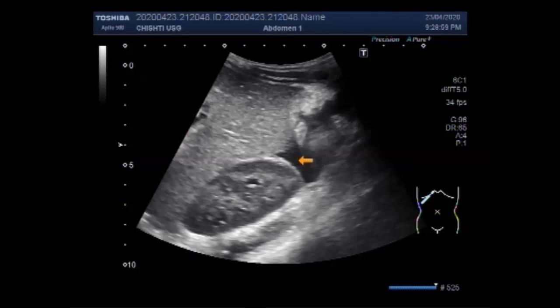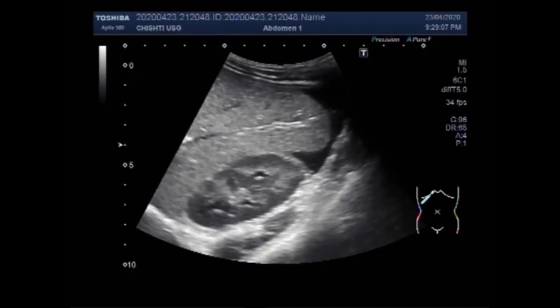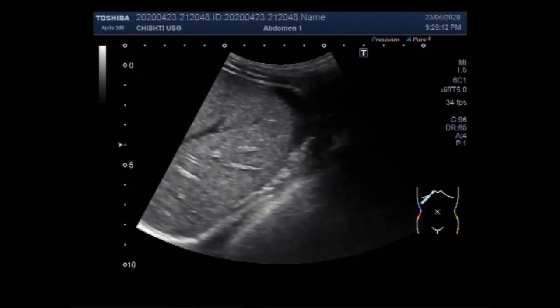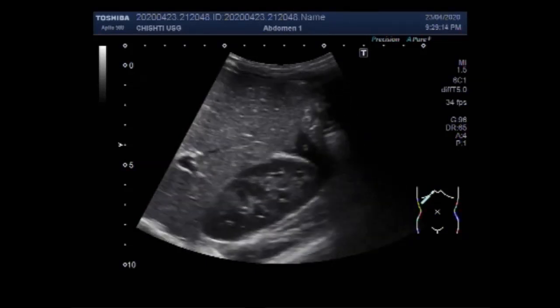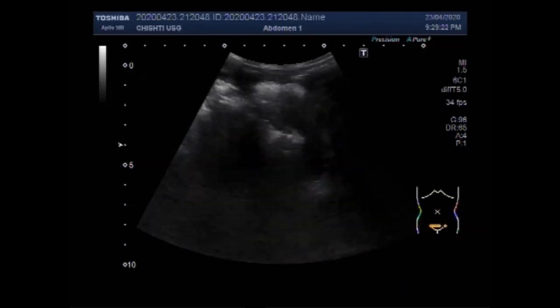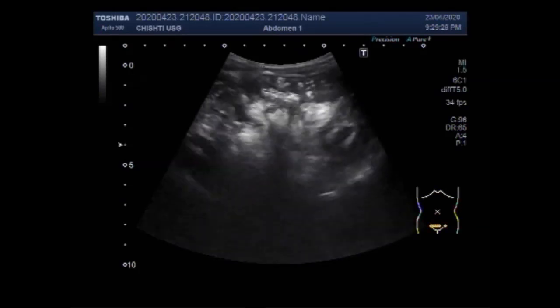The Morison pouch is a potential space that can open up when fluid or blood enters this area. When these are not present, there is no space between the liver and the right kidney. As a result, the doctor uses the presence of Morison's pouch on an ultrasound to help diagnose the condition that can cause fluid buildup in the abdomen.